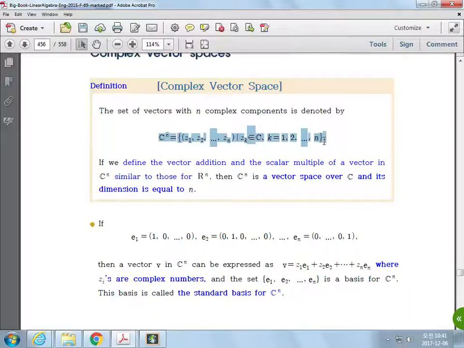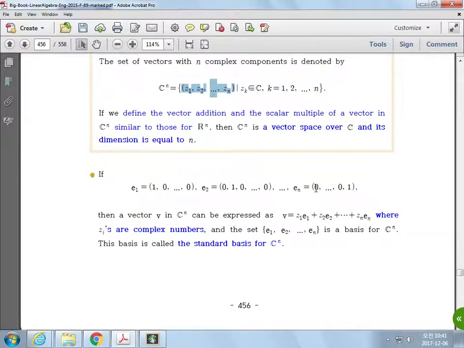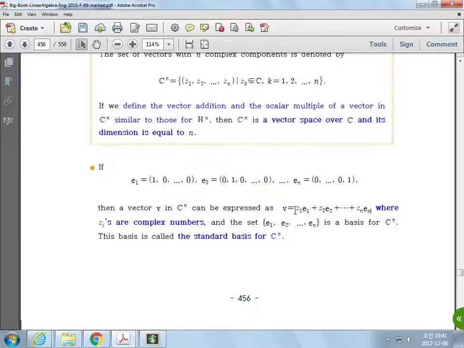First, we define the set of n-dimensional complex vectors. Let's say Cn instead of Rn for real. And then these e1 to en in Cn are called the standard basis for Cn. Okay? So any vectors in Cn can be written as a linear combination of these standard bases, ei. Okay? Here, these zi are complex numbers instead of real. Okay?